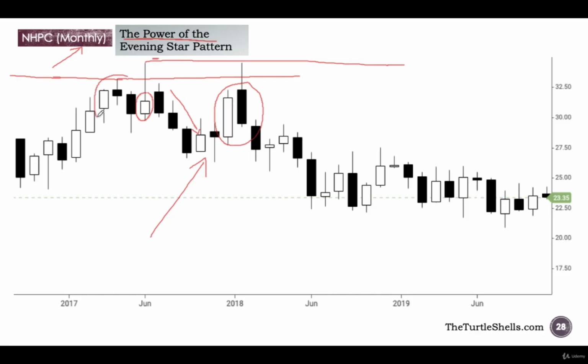So this evening star still holds as resistance. In spite of the fact that they have crossed, they have not closed above that. And if you look at this area, there is not a single candle which has closed above the resistance created by the evening star. And each of these candles is a monthly chart. So we are talking 2.5 years here. That goes to show how powerful this pattern is, how powerful that resistance is.